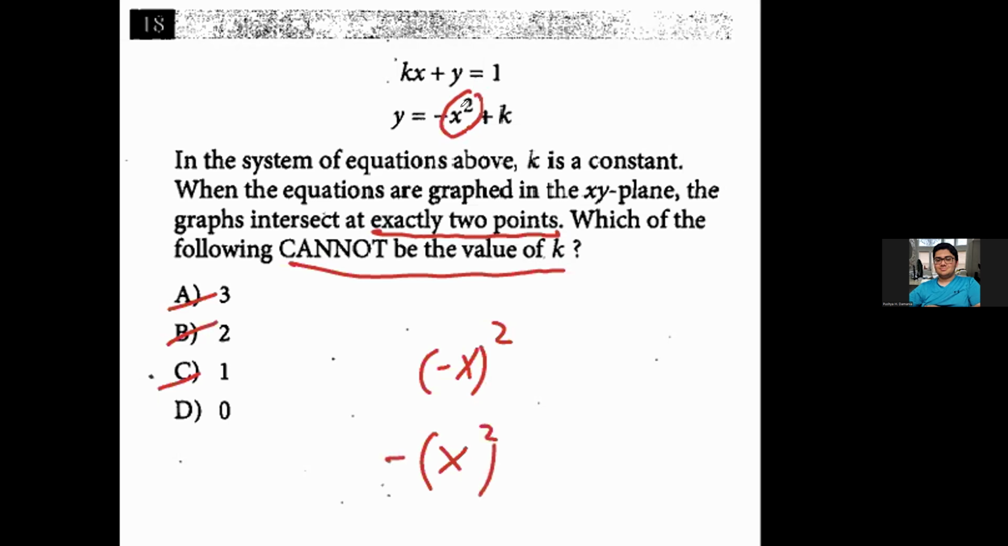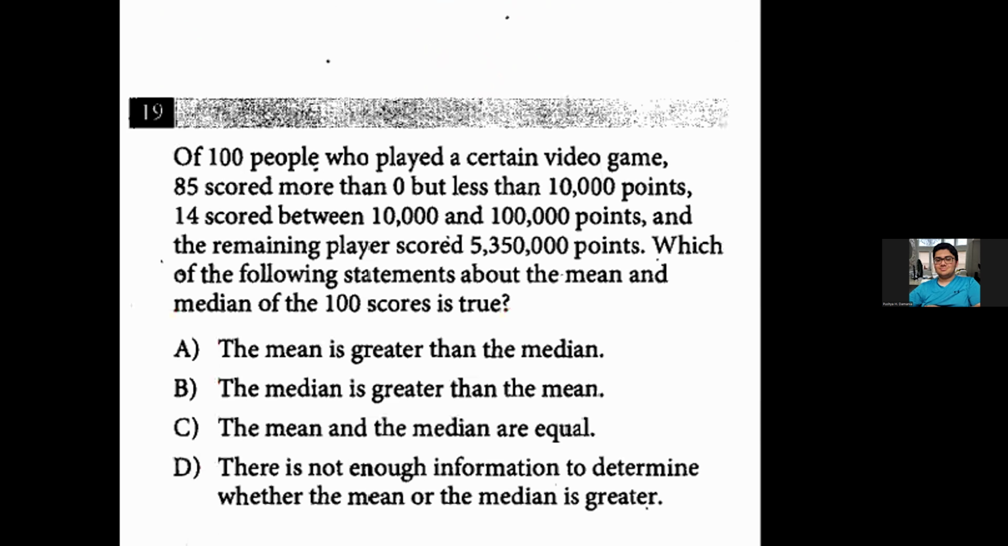This is what this translates to. So if we have a negative outside the x squared, then this is always a negative answer, whereas in this case, we have y equals positive 1, so we can't ever achieve that. So the correct answer here is D. Okay, question 19.